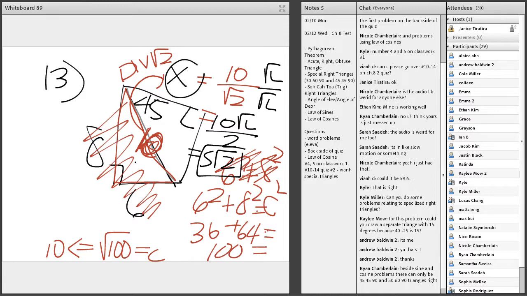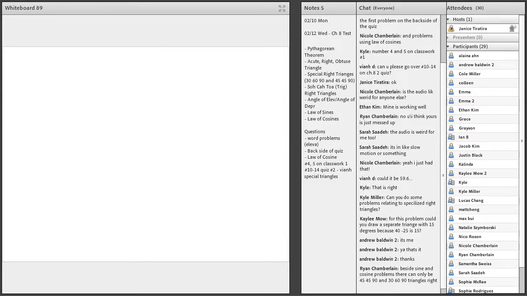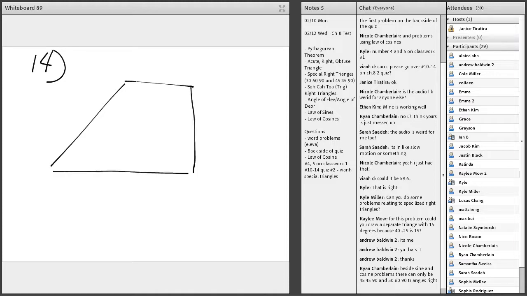Okay, besides sine and cosine, there can be only correct. Yes, there's no other special right triangles, Ryan. There's only 45, 45, 90, and 30, 60, 90. So let me finish one more on the quiz, unless you guys have more questions. But number 14 was a multi-step as well. It was a 30, 60, 90. I'm surprised no one asked for 15, but that's cool.